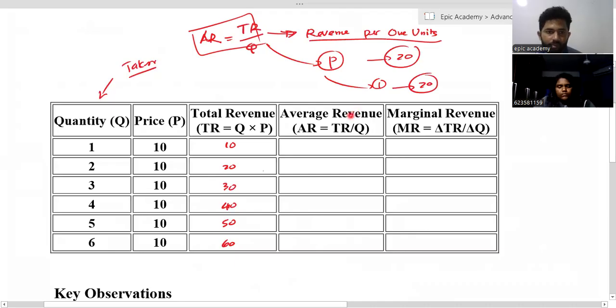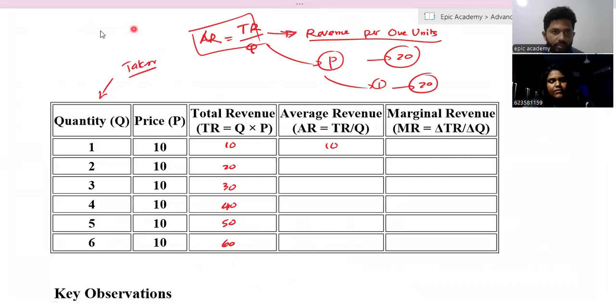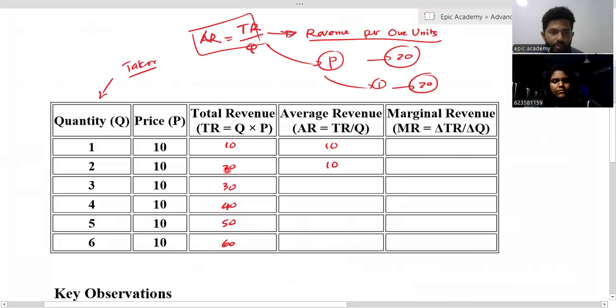So then TR is 10 and quantity is 1. 10 divided by 1 is 10. 20 divided by 2 is 10. 30 divided by 3 is 10. 40 divided by 4, just 10. 50 divided by 5, just 10. 60 divided by 6, just 10. Always 10. Understood? Yes.